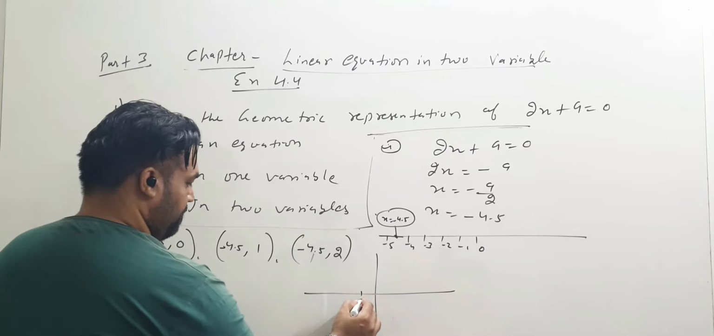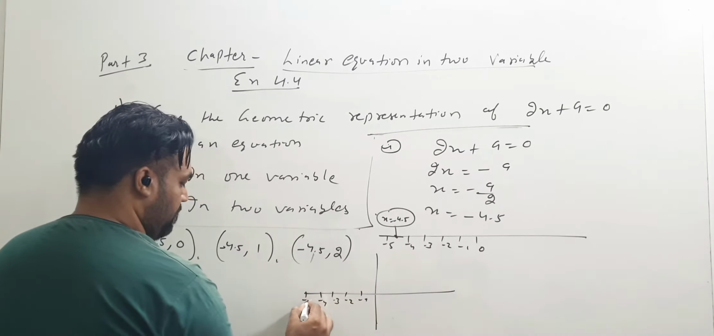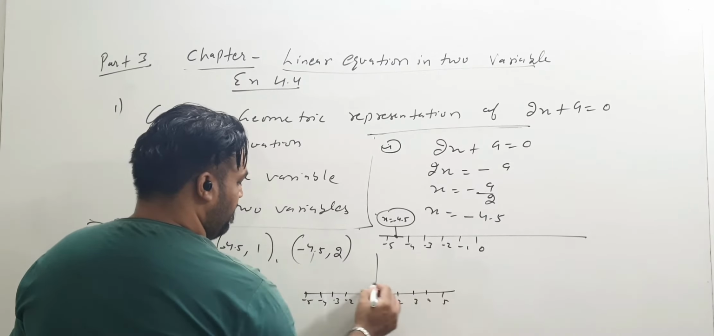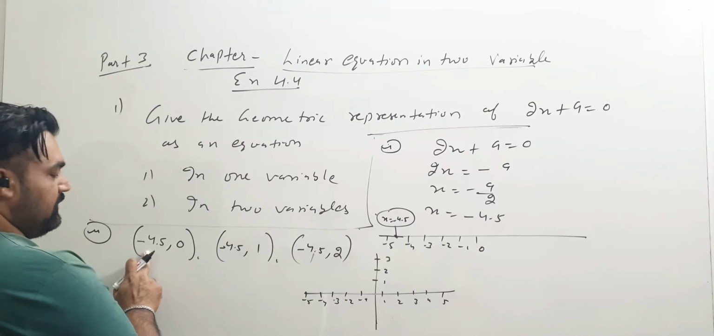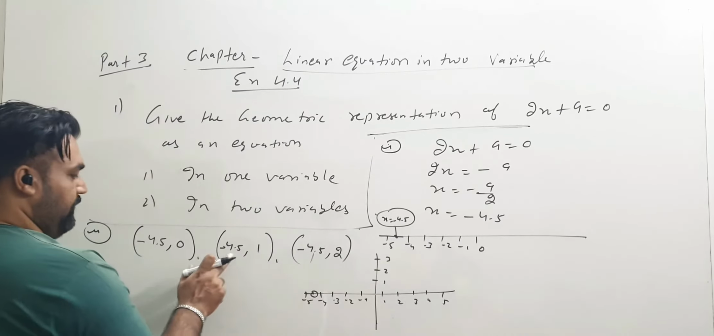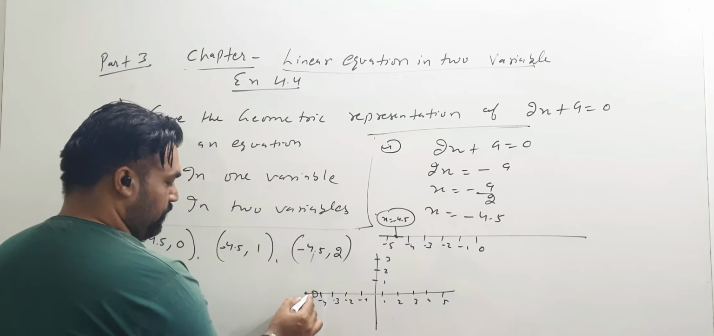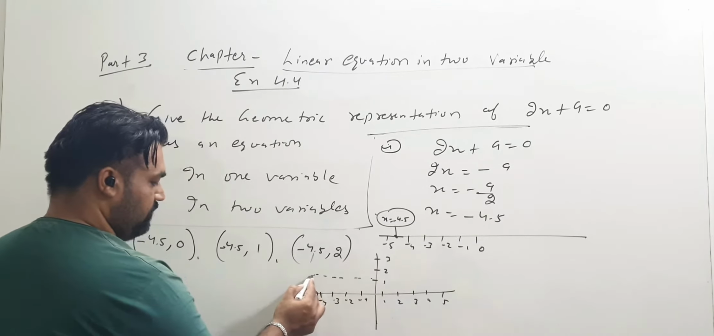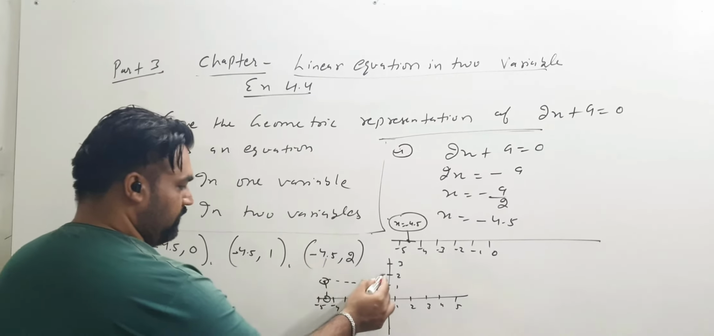So minus 1, minus 2, minus 3, minus 4, minus 5, 1, 2, 3, 4, 5, 1, 2, 3. So first point minus 4.5 comma 0. So ये रहा. फिर minus 4.5 comma 1. ये रहा. Minus 4.5, x का y की वैल्यू कितनी है? 1. ये रहा पॉइंट. फिर minus 4.5 comma 2, ये रहा.